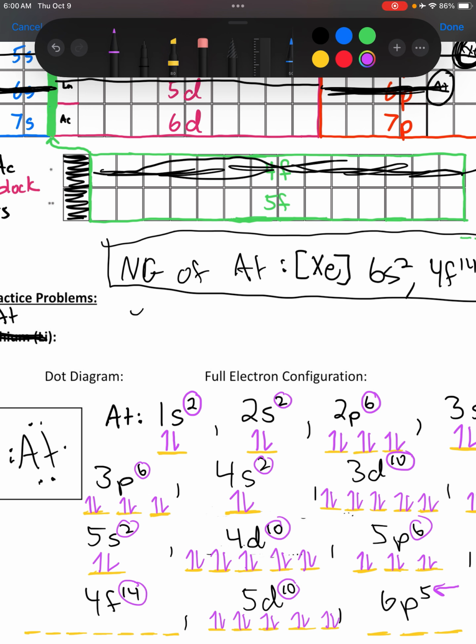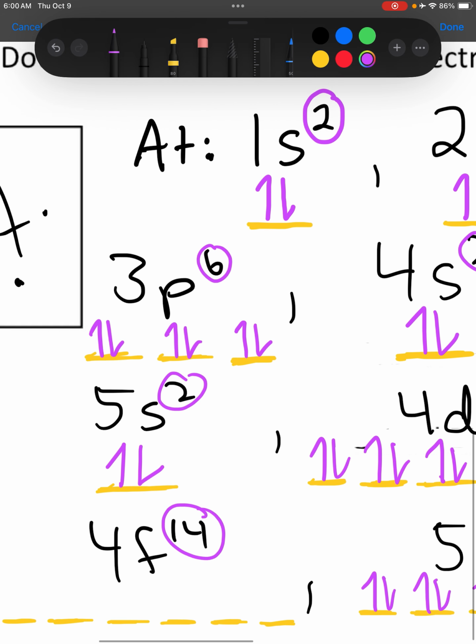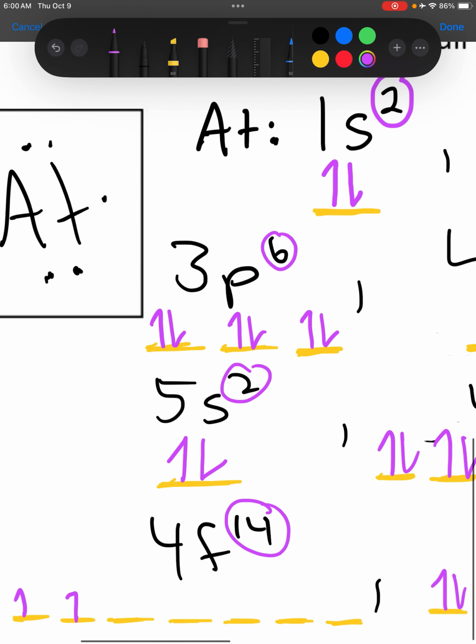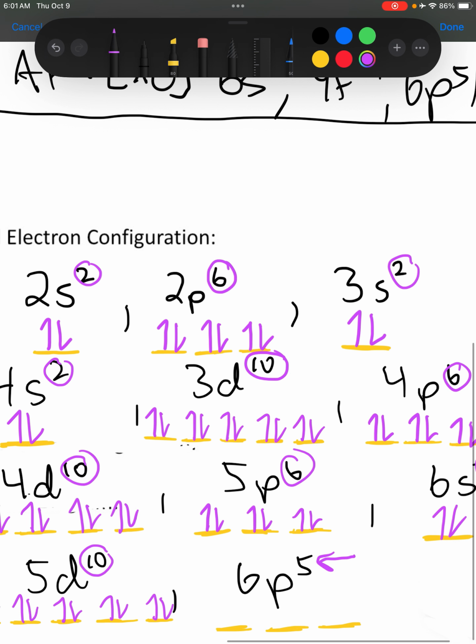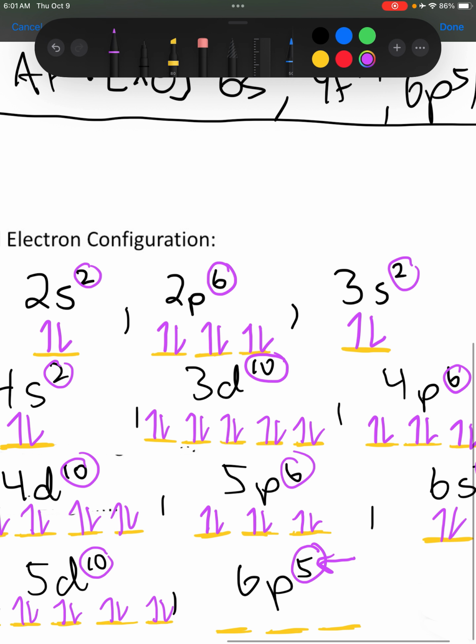Last but not least, we've got F, 14 arrows, 7 lines to distribute them on. 1, 2, 3, 4, 5, 6, 7, 8, 9, 10, 11, 12, 13, 14. All right, now we're almost done. I have this last unfilled orbital to complete. Once again, we have 3 lines and 5 electrons, so this one's going to be unfinished. We're going to do 1, 2, 3, 4, 5.